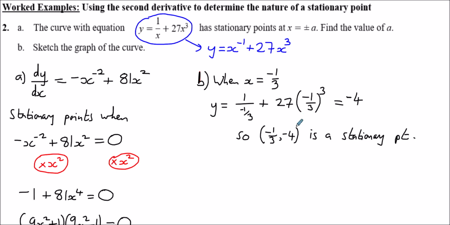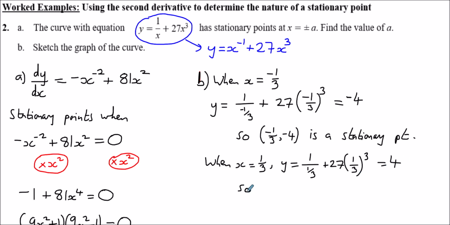In the same way, let's see what happens when x is 1/3. So when x is 1/3, we have y is 1 over 1/3 plus 27 lots of 1/3 cubed. And that would give you not minus 4, but positive 4. So the other stationary point is 1/3, 4.